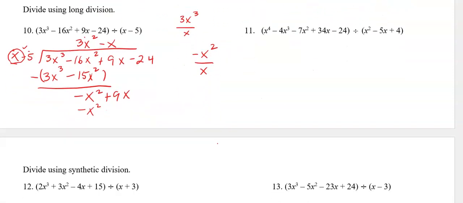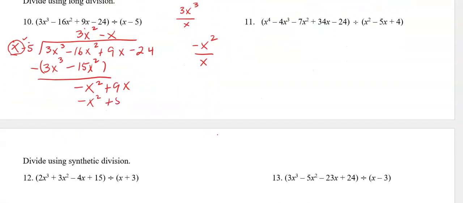And then negative x times negative 5 is plus 5x. Set up subtraction again. So the x squares cancel out. 9 minus 5 is 4x, and then bring down the next term. And now we've got one more division to do. This time we're dividing x into 4x, and that goes positive 4 times.